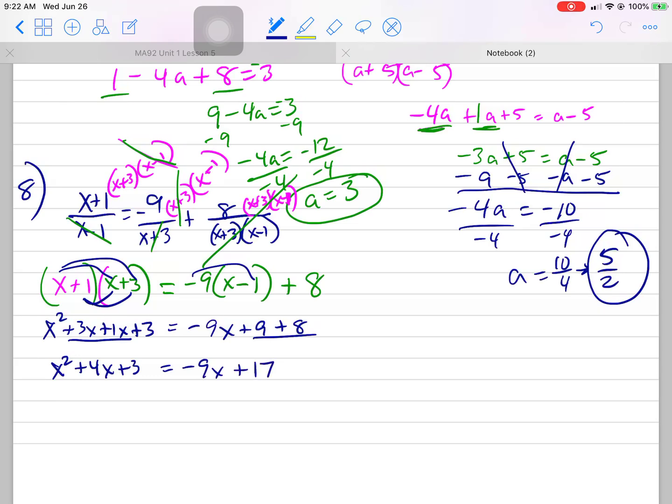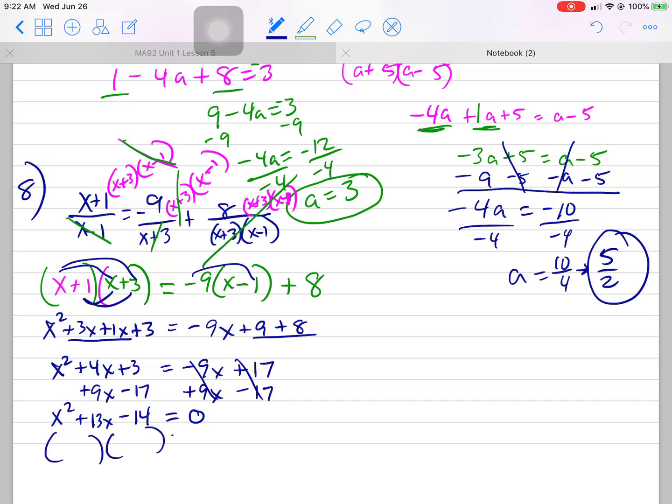Okay, so the x squared is on the left side, so we want to keep it there because we want to keep it positive. So that means I'm going to move my 9x over this way and move the 17 over this way. So I have 0 on this side because I'm obviously going to be factoring. So this is x squared plus 13x minus 14.